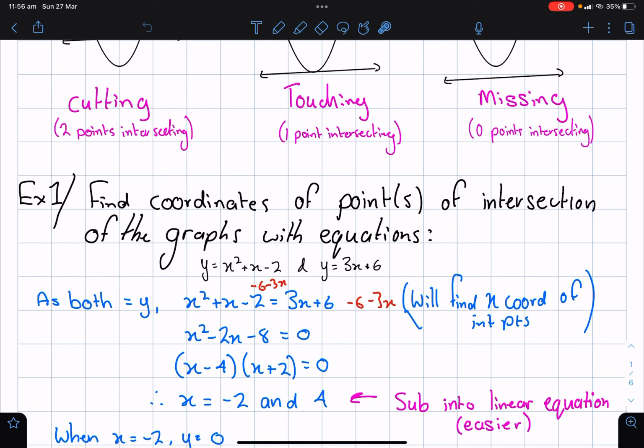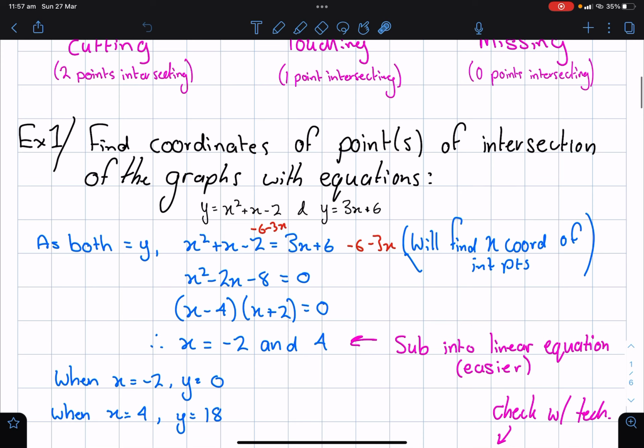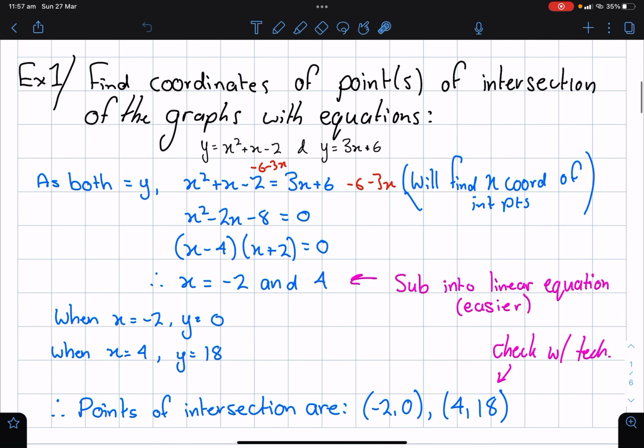To find the y coordinate, we need to substitute back into one of our original equations. Clearly, our linear equation is much easier, so we're going to substitute into that one. When you substitute in x equals -2, you get 3 times -2, which is -6. -6 plus 6 equals 0. So when x equals -2, y equals 0. We're going to do the same thing with x equals 4, and hopefully you find that y equals 18. Therefore, the points of intersection are (-2, 0) and (4, 18). You can also check this with your calculator by graphing them.